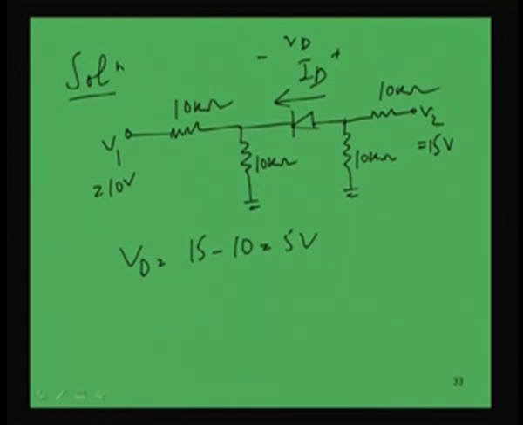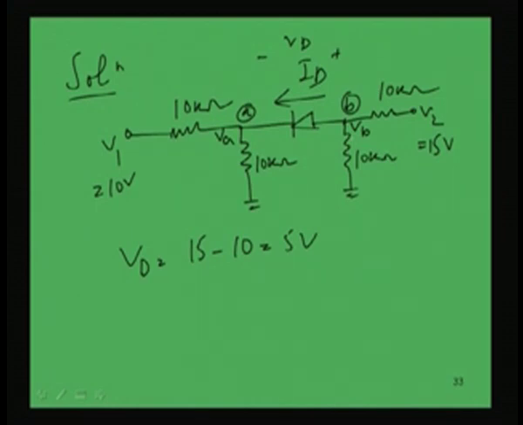Now we have to find out this current ID. To find this current, we will take help of nodal analysis. Let us consider this node and this node, and name this node A and this node B. The voltage at this node with respect to ground is VA, the voltage at this node with respect to ground is VB, and Kirchhoff's current law will be applied at these two nodes.